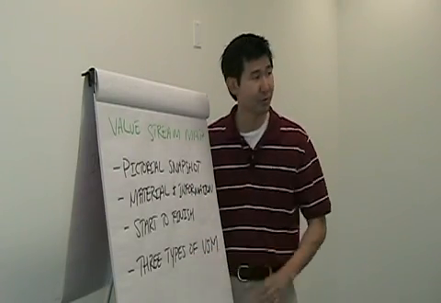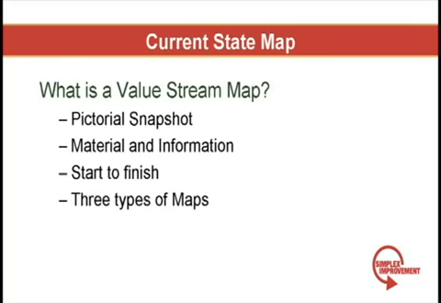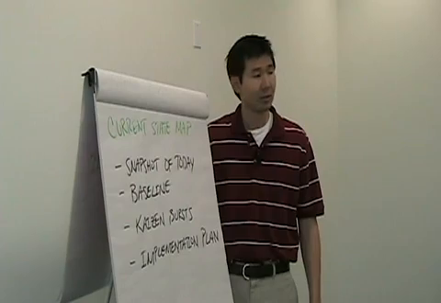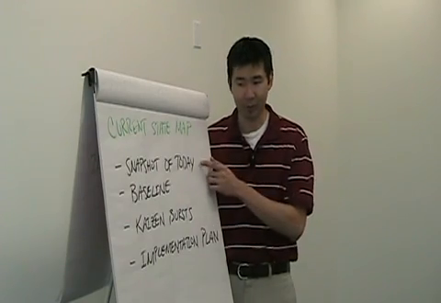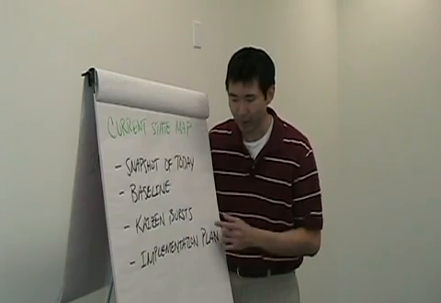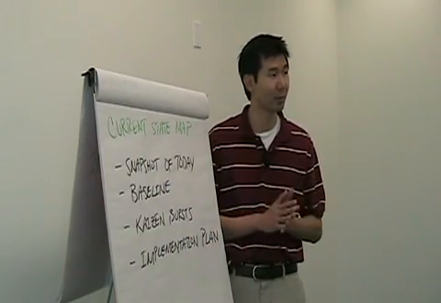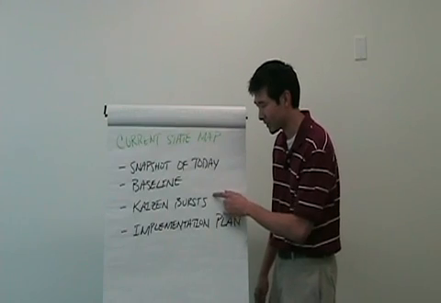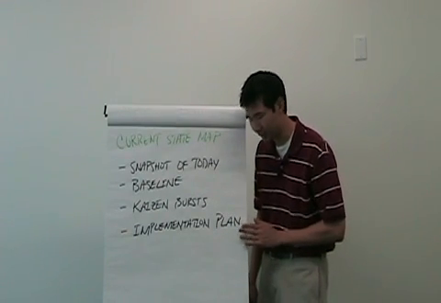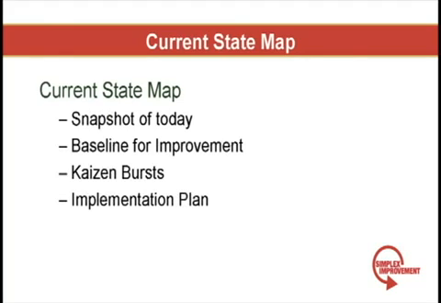Now there are three value stream map types that you need to be familiar with. They're the current state, the future state, and the ideal state map. So a current state map is a snapshot of what's going on today. It provides a baseline of how you're performing right now, and oftentimes you'll see Kaizen bursts that show which direction the company's trying to move as far as improvement goes. These Kaizen bursts are transferred into an implementation plan, and that implementation plan is used to drive your improvement for the next 90 days.